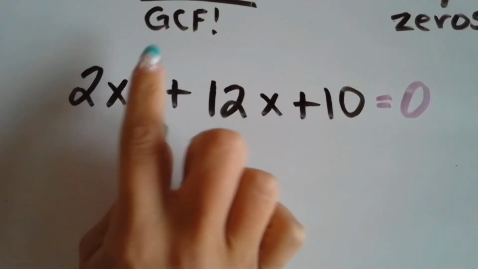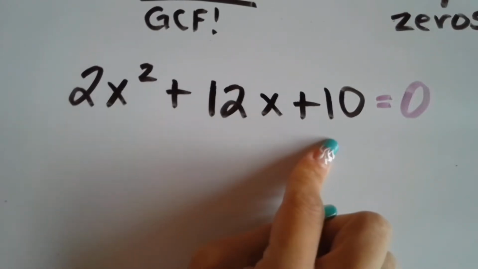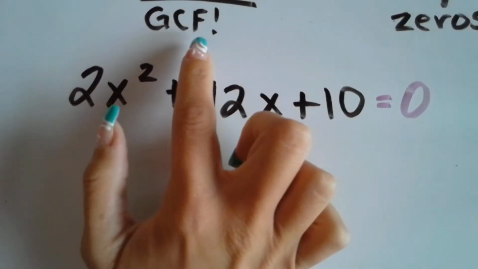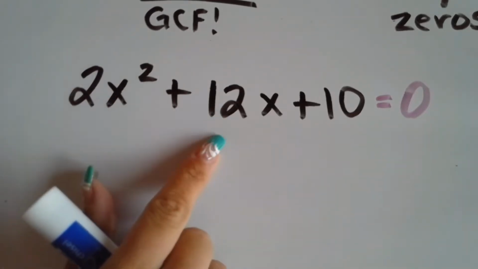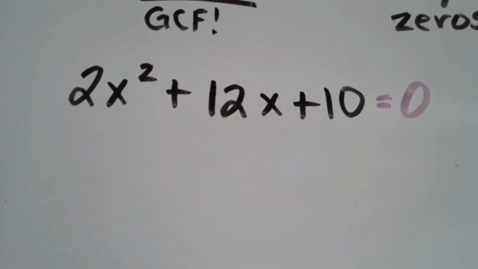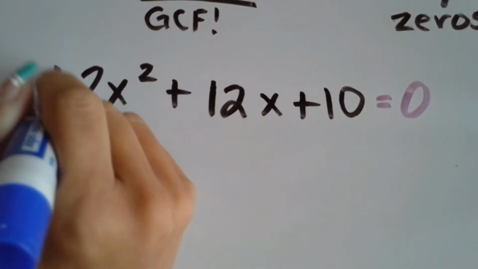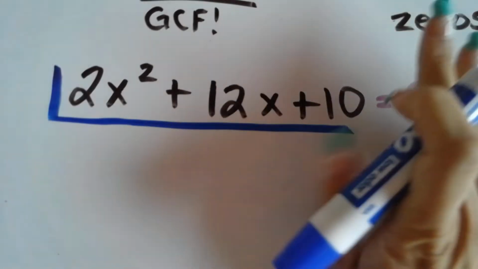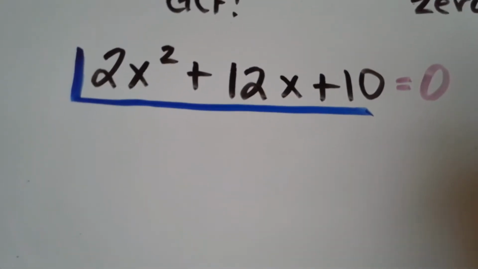Now, let's look at this one. What's interesting about this one is that it has a GCF. So let's figure out what that GCF is. What do 2, 12, and 10 have in common? A 2. So I'm going to ignore my 0 off to the side, because we're going to factor this first and then get into our zeros.